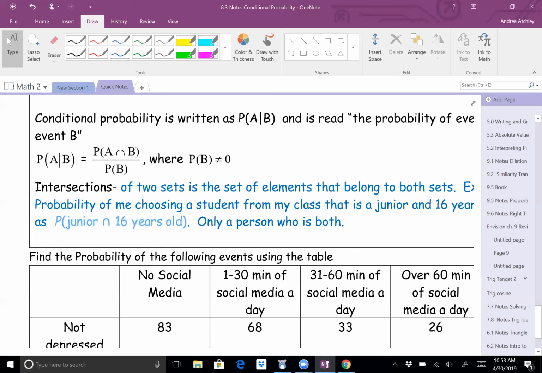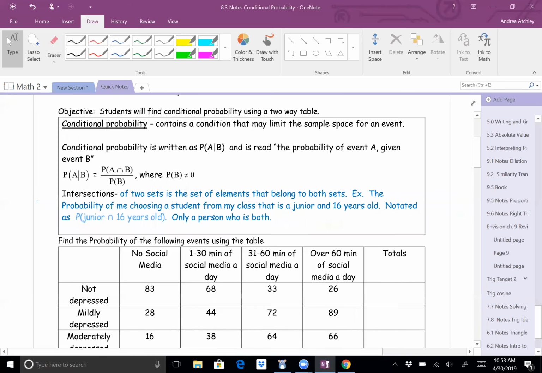Intersection of two sets is the set of elements that belong to both sets. An example: the probability of me choosing a student from my class that is a junior and 16 years old, notated the probability of junior and 16. There's only one person who is both. So I'm only choosing one person this time instead of choosing two people, because sometimes we'd see that "and" or that intersection and there'd be two events occurring. This is just one, and I want them to meet both criteria. Does that make sense?